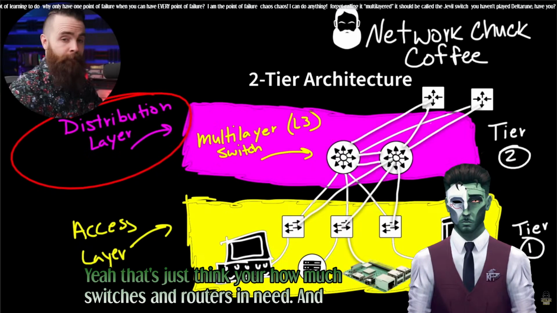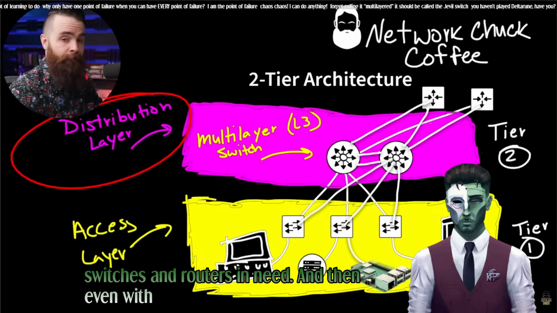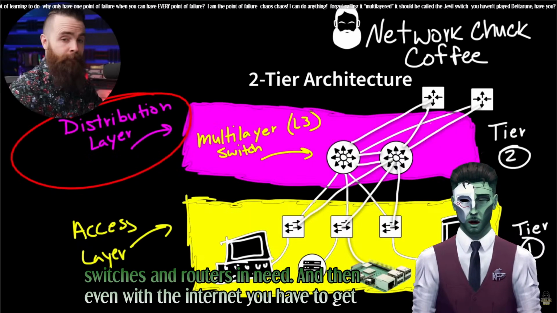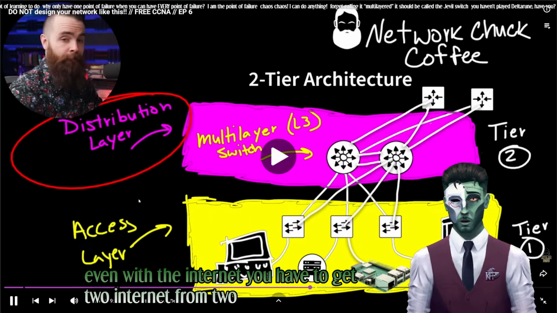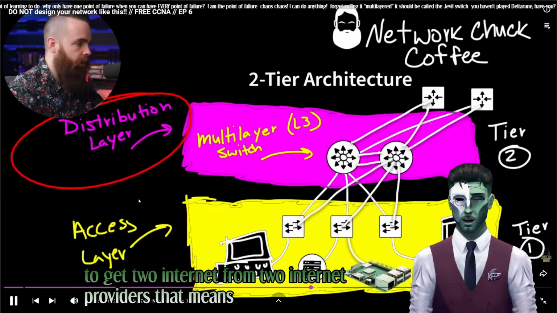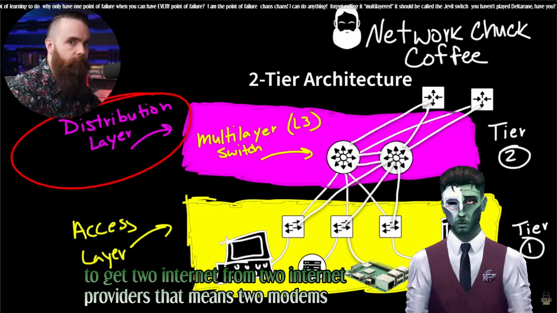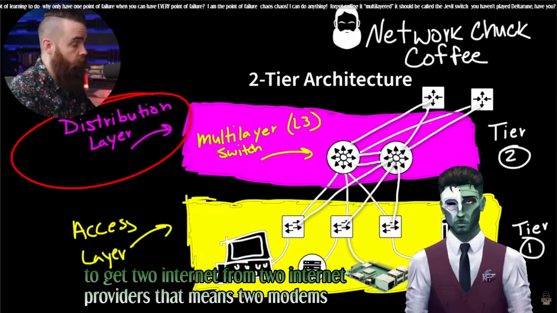And then, even with the internet, you have to get internet from two internet providers. That's that much for stuff. Oh my gosh, these layer 3 switches, they could be like hundreds of thousands of dollars. Same for the routers, just depending on how big you go. No one said networking is cheap, which is why we make the big bucks.